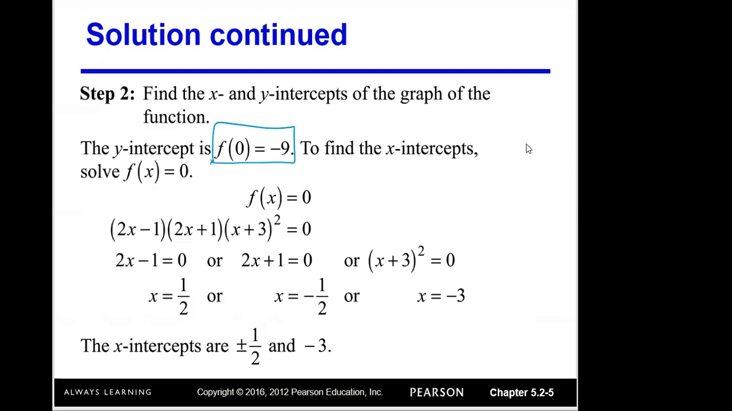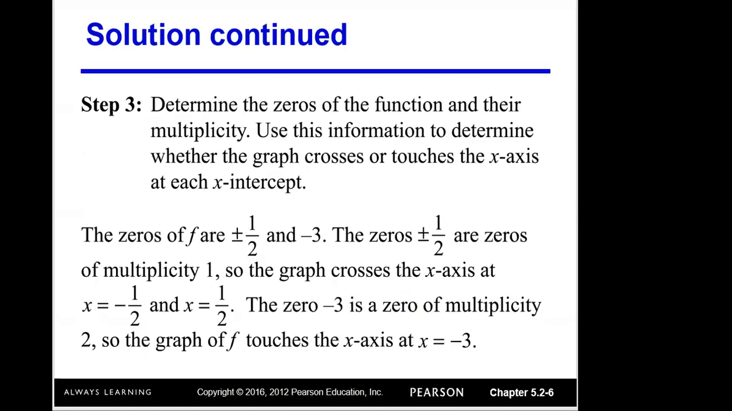To find the x-intercepts, you set it equal to zero, which is what I showed back on that first slide. They took each one of these and you can see that x is equal to 1/2, x is equal to negative 1/2, and x is equal to negative 3. Those are the x-intercepts from the 2x minus 1, 2x plus 1, and x plus 3. And determine the zeros of the function. Those are the zeros, and then their multiplicity.